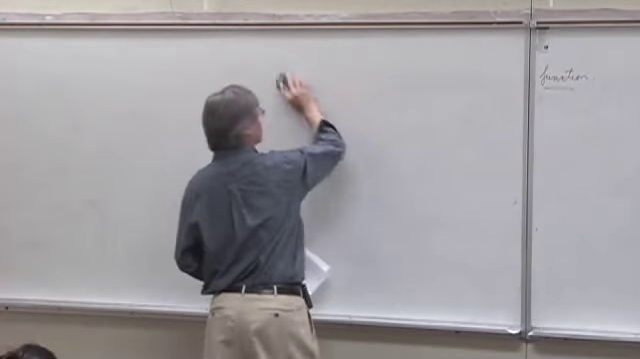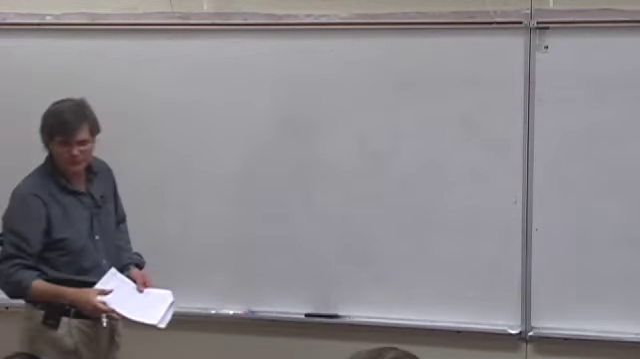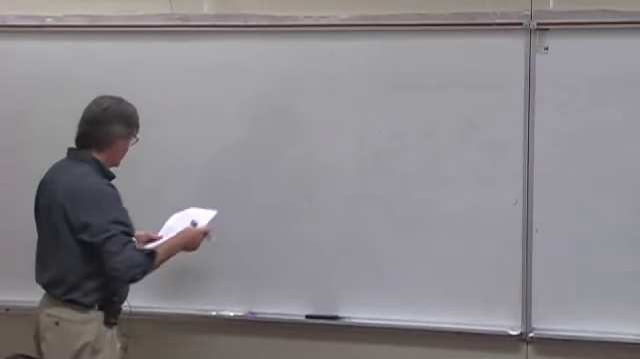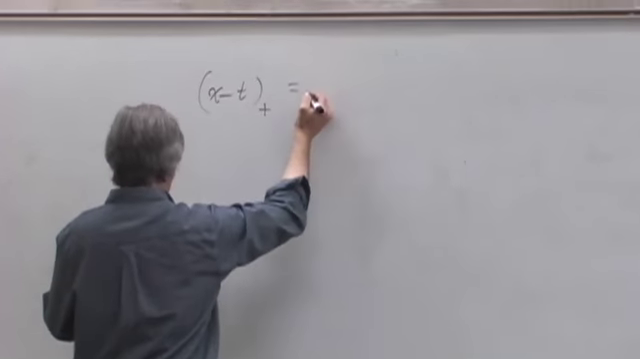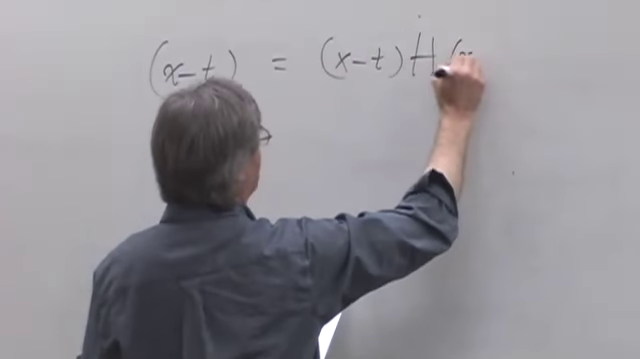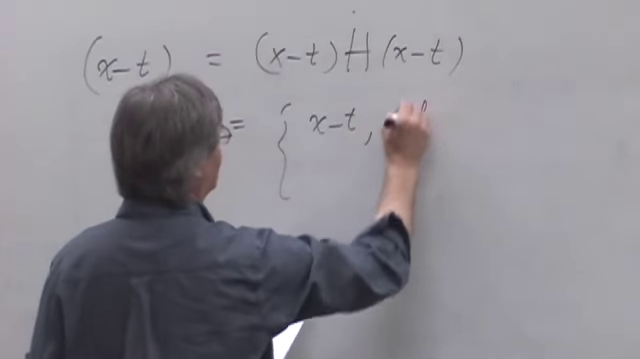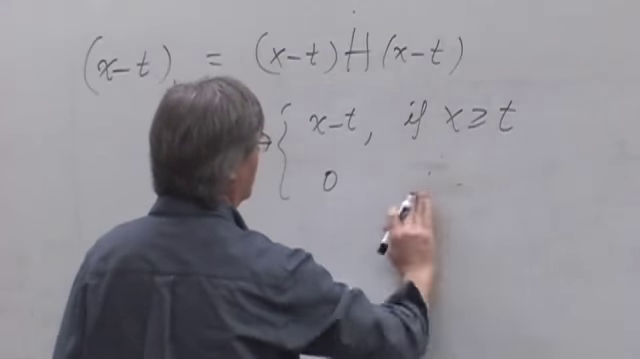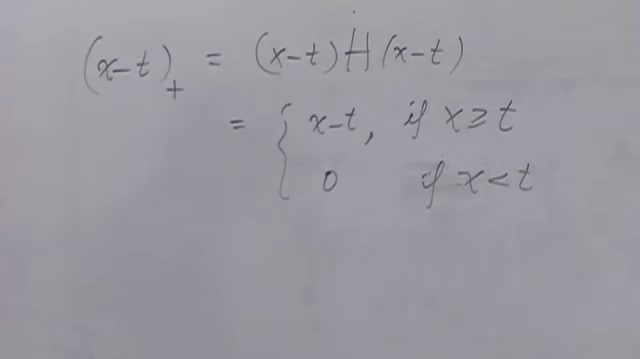There are various ways to do it. As you can see, I could probably write this function up several different ways. Right. So now I'm going to define the following: the positive part of x minus t is x minus t times h of x minus t. That's the definition, which is equal to x minus t if x is bigger than or equal to t, and 0 else, if x is less than t. So t is a fixed number.